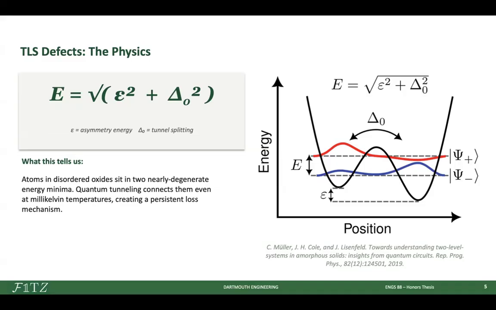Now, it's important to note that this tunneling occurs at millikelvin temperatures, cryogenic temperatures colder than outer space, which is a bit of a problem for quantum computing because it means even if we're at the coldest temperatures we can reach, these defects are still there. Now, this equation just shows the energy of this plot with epsilon being the asymmetry energy, and delta naught being the tunnel splitting.